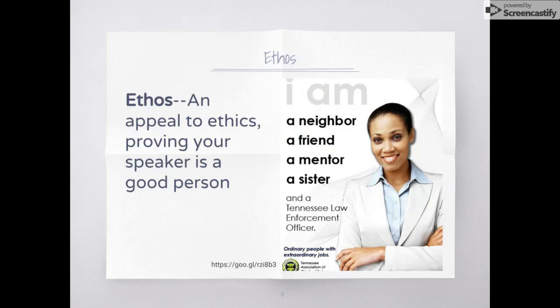Ethos is an appeal to your ethics. We like good people, so we're more inclined to believe good people. In this ad, she says, I am a neighbor, a friend, a mentor, a sister. We like all those things, of course, so we're more likely to like her and believe what she has to say. Then she follows up with, she's a Tennessee law enforcement officer. Well, now we have to believe that a Tennessee law enforcement officer is also a good person, and we're more inclined to support that job and think that job is a good thing.